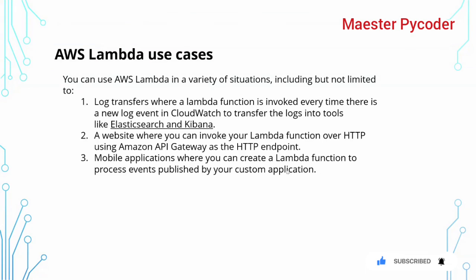AWS Lambda use cases. You can use AWS Lambda in a variety of situations, including but not limited to log transfers, where a Lambda function is invoked every time there is a new log event in CloudWatch to transfer the logs into tools like Elasticsearch and Kibana. A website where you can invoke your Lambda function over HTTP using Amazon API Gateway as the HTTP endpoint. Mobile applications where you can create a Lambda function to process events published by your custom application.